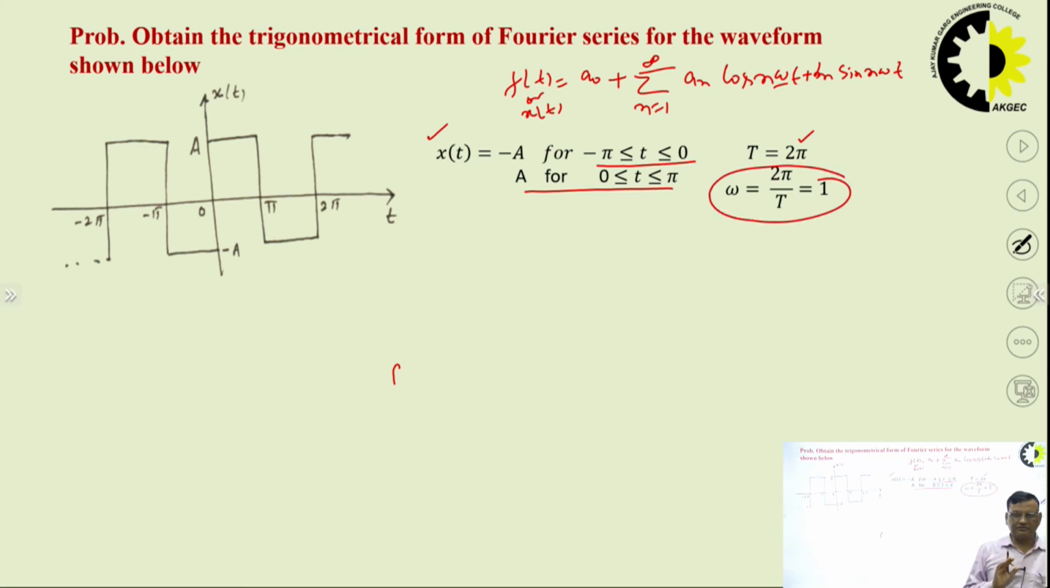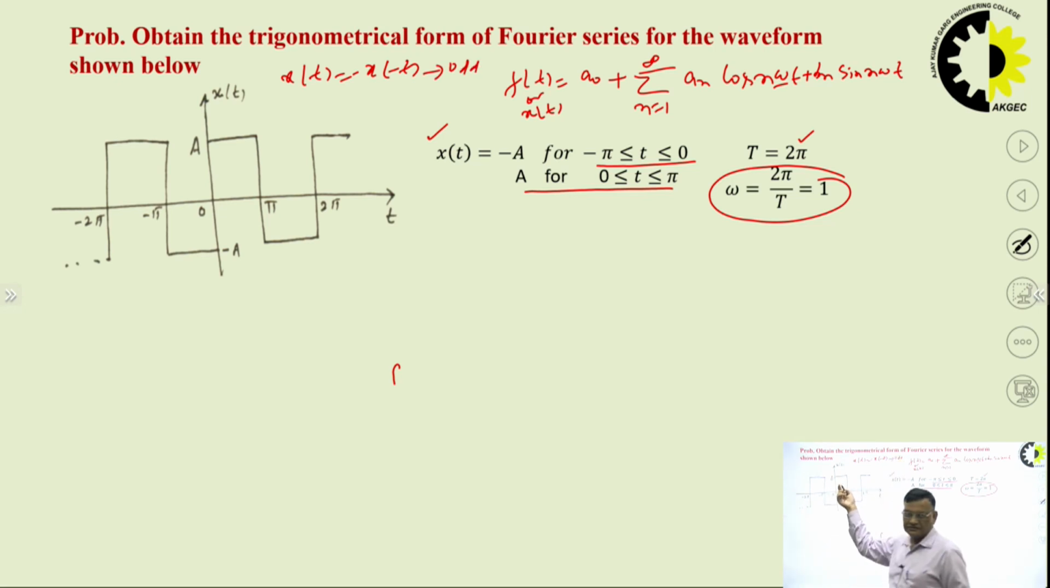Then you check for the waveform symmetry. This function has odd symmetry. This function also has half wave symmetry. How? Look here. Take the signal for one time period, then invert the signal, then shift the signal by T by 2, meaning by pi, either left or right, and compare with the original signal. This signal has odd symmetry, because f(t) is equal to minus f(minus t), or here x(t) is equal to minus x(minus t). So it has odd symmetry.